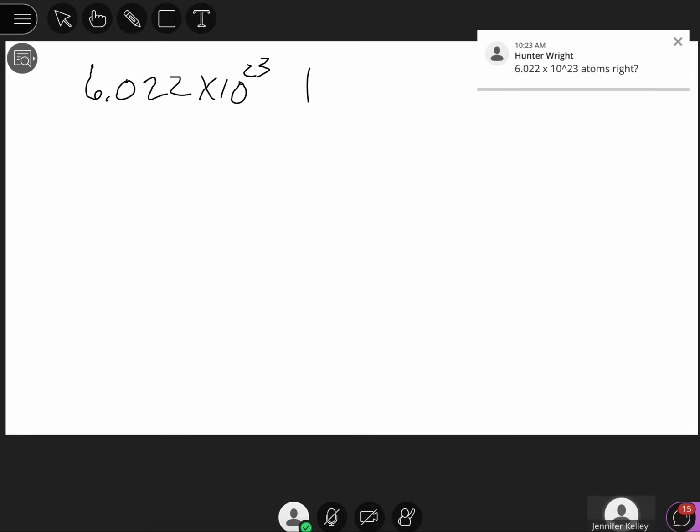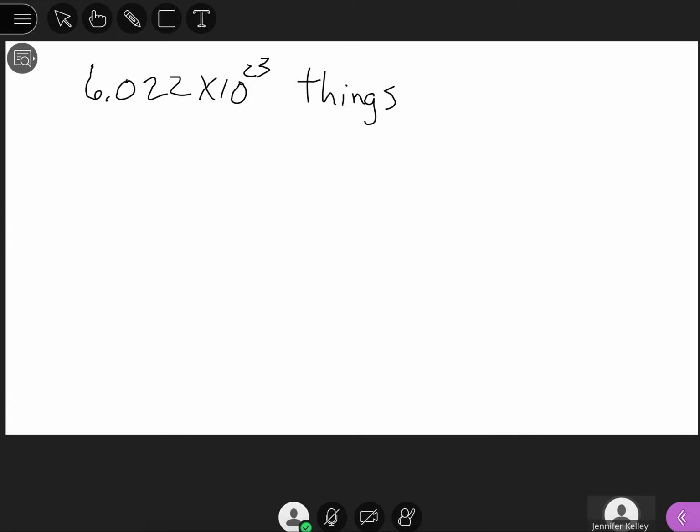It's 6.022 times 10 to the 23rd things. Correct. Yes, Hunter, that's correct. And yes, Anna, it is called Avogadro's number. So this number of things is equal to 1 mole.